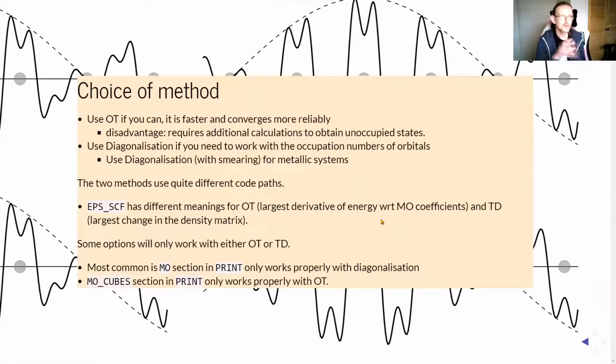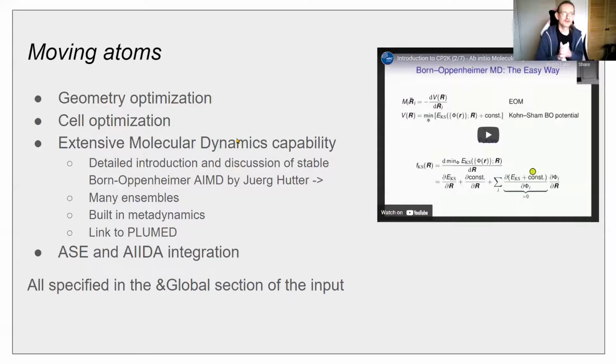So which of these methods do we want to use? We want to use OT if you can. It's very stable, particularly once it has found the initial state. It works nicely with several methods for molecular dynamics that allow time-reversible propagation of the density from step to step. But it does require an energy gap, at least a moderate energy gap in the system. So diagonalization is the thing to turn to where you've got a metallic system.